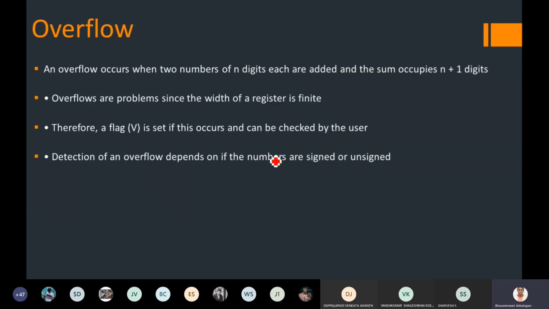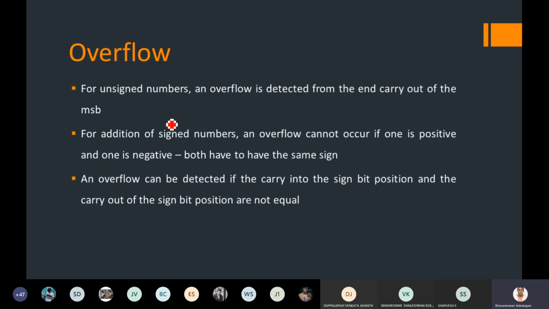Okay, so now we'll go into another important topic called overflow. When you are adding two positive numbers, usually what will happen is, along with the carry, the sign bit will come. More than that, you will get another bit coming out of the result, which is called the overflow bit. Who will handle that? The V flag that we have seen in the hardware implementation will detect the overflow condition.